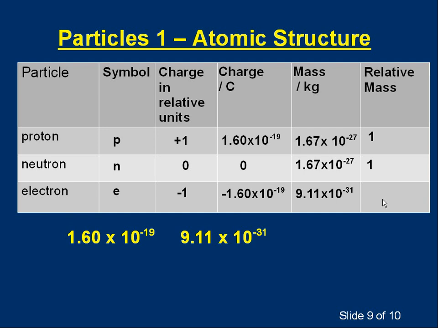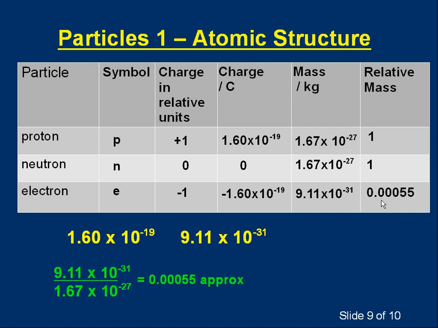What about the electron? Well, we're going to have to do a sum here. We're going to have to calculate the electron's mass as a fraction of the proton's mass. The electron's mass, excuse me, is 9.11 times 10 to the minus 31 kilograms. We're going to divide that by the proton's mass, and that gives us approximately 0.00055. And if you look at that column, it emphasizes the fact that the electron is very light compared to the masses of the protons and neutrons.